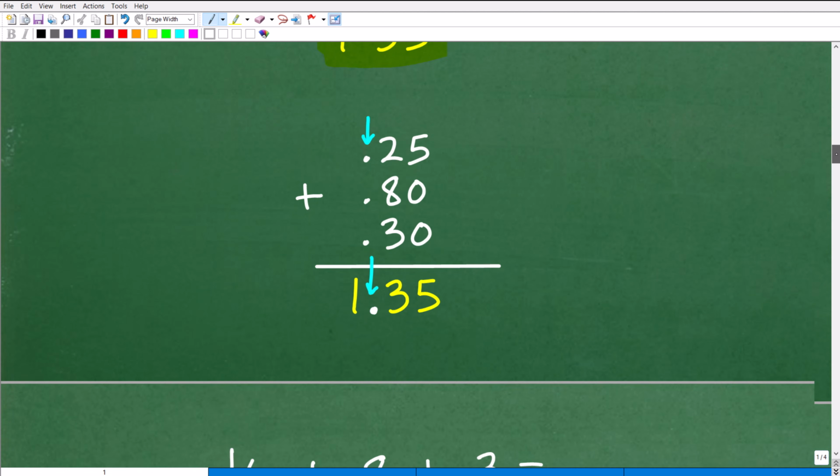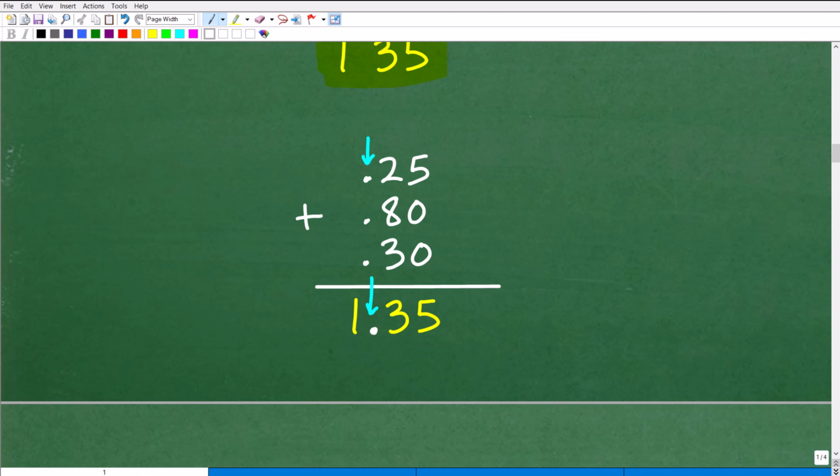So the decimal point basically is going to stay in its same spot. We're just going to drop it down right where its current location is. So we have 135, and we're going to put that decimal point between the 1 and the 3. So our final answer is 1.35.